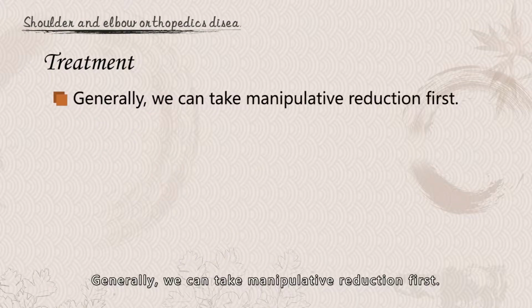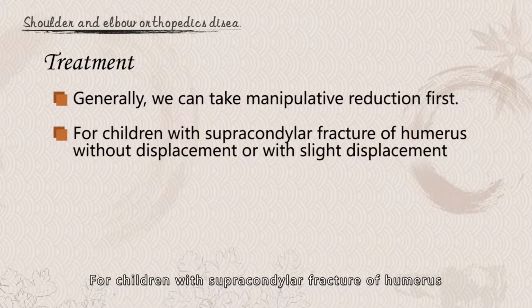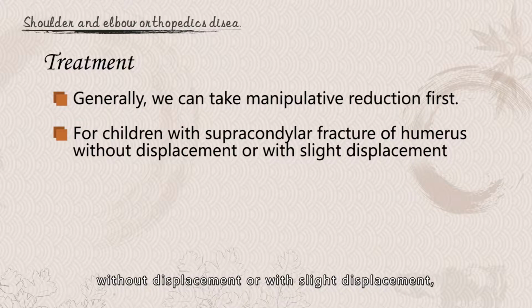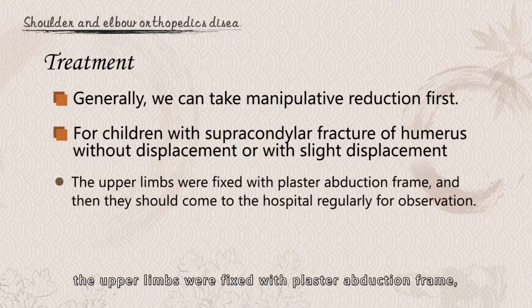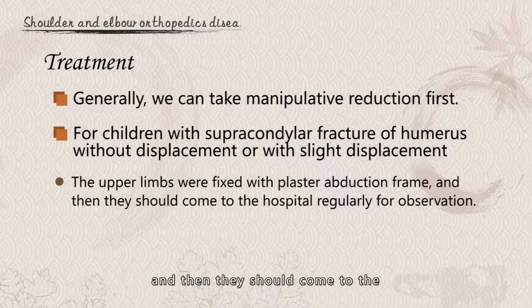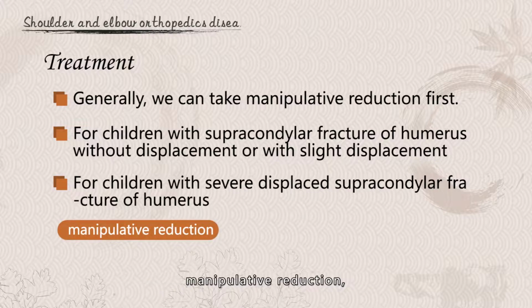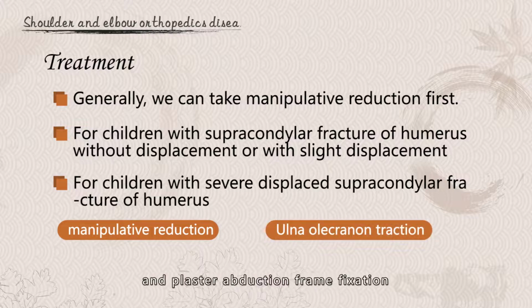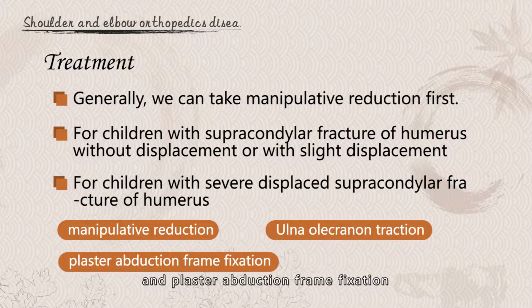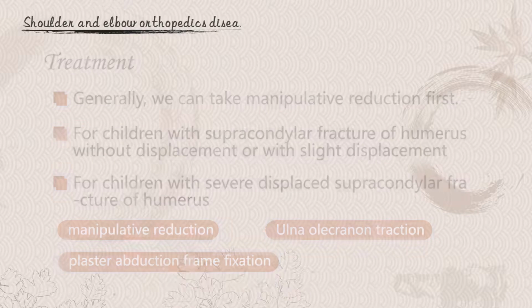Generally, we can take manipulative reduction first. For children with supracondylar fracture of the humerus without displacement or with slight displacement, the upper limb is fixed with a plaster abduction frame, and then they should come to the hospital regularly for observation. For children with severely displaced supracondylar fracture of the humerus, manipulative reduction, ulnar or lateral traction and plaster abduction frame fixation should be performed. The specific steps are as follows.